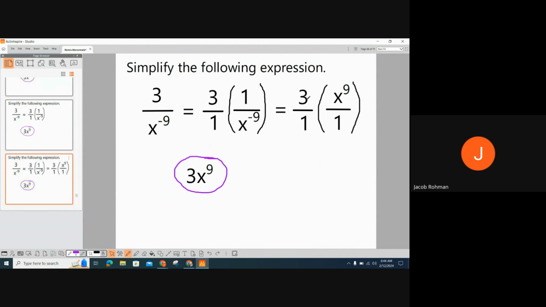And now you can see that I can multiply straight across the top, which is where we get 3x to the 9th power here. And then on the bottom, you just have 1. So we could treat this as 3x to the 9th over 1, but again, that's not necessary. So we would just say 3x to the 9th.